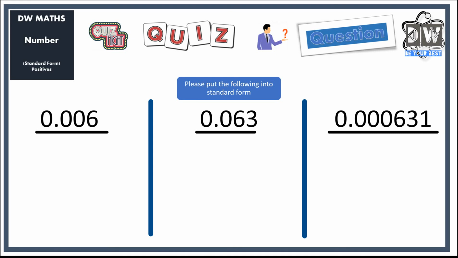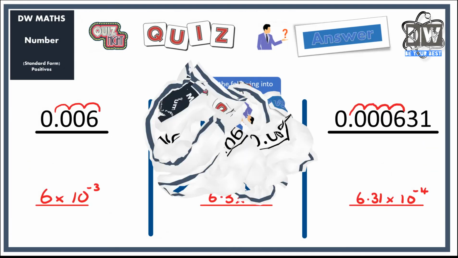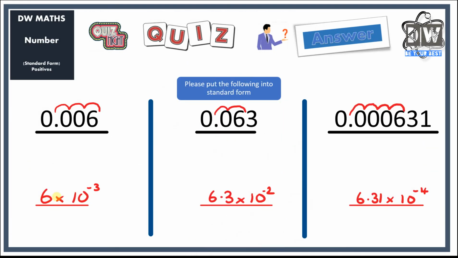Here goes the moment of truth. Do you know your stuff? Hopefully you do. So we had 6 times 10 to the power of minus 3. We've moved it 1, 2, 3. We've got 6.3 timesing by 10 to the power of minus 2 because we've gone 1, 2. And last but not least, we had 6.31. Tough one. Hopefully that didn't confuse you, but we moved it from here, 1, 2, 3, 4. So we've got to the power of minus 4.